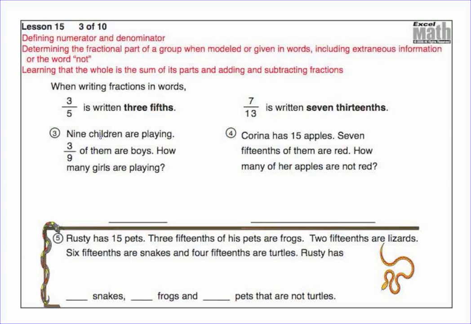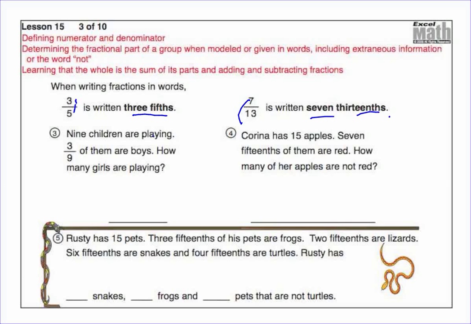All right, here's some more fraction problems, or more learning about fractions. It says when writing fractions in words, 3/5 is written three-fifths. This is 3/5 right here, and words for it are three-fifths. This is 7/13. Now let's take a look at some problems that use this idea.